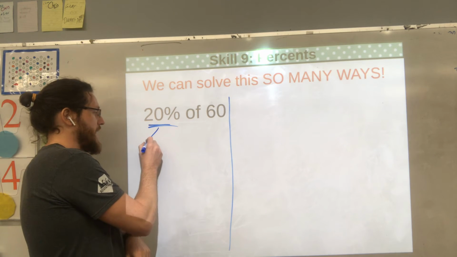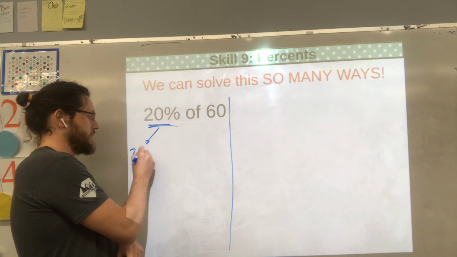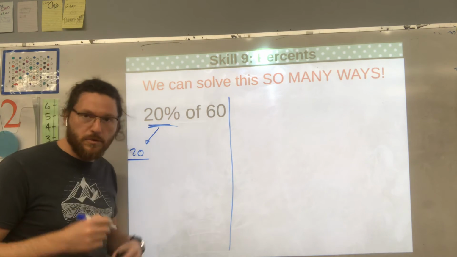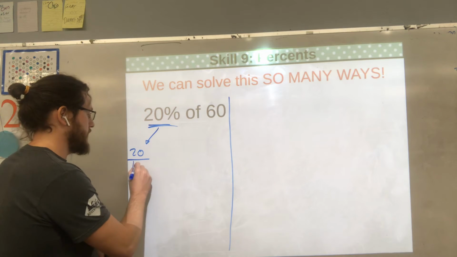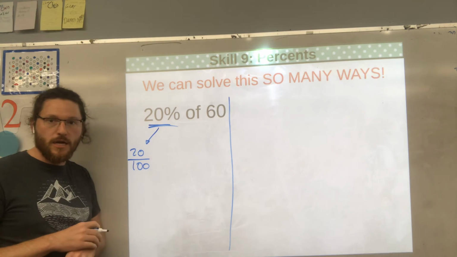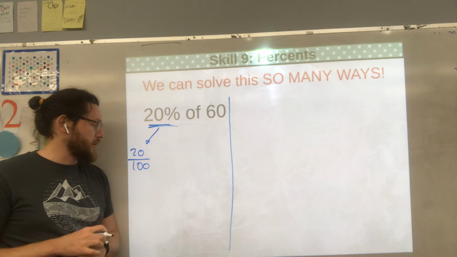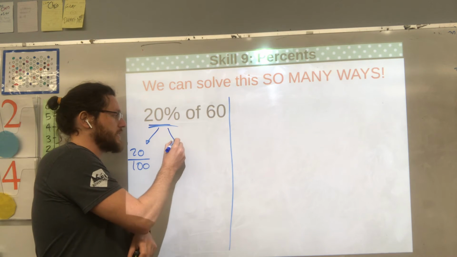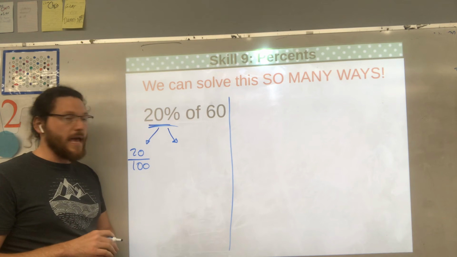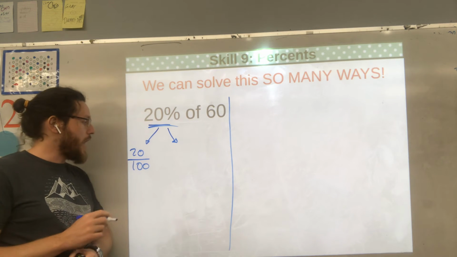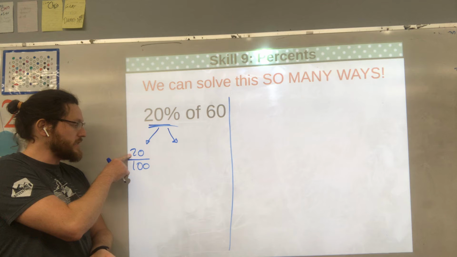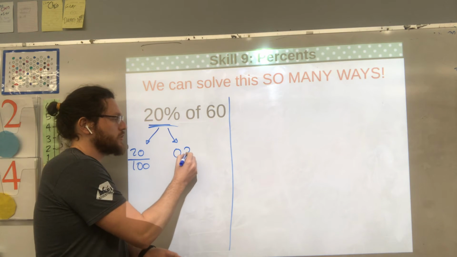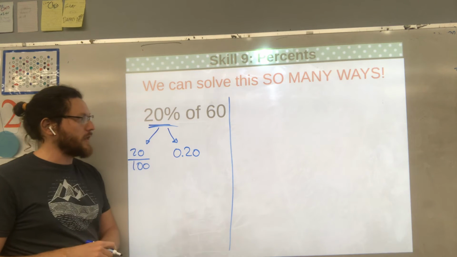So 20% can be written as a fraction, right? 20 is the number, and it's percent out of 100, right? 100 pennies in a dollar, 100 years in a century, all those things, okay? The other way that we can write this is as a decimal. And so there's a little shortcut here. One way to do this is to do 20 divided by 100, which is 0.20. If you do that, you'll get that.